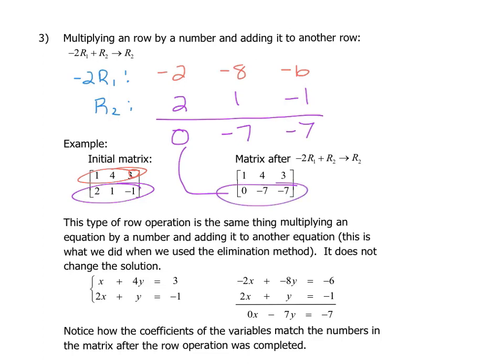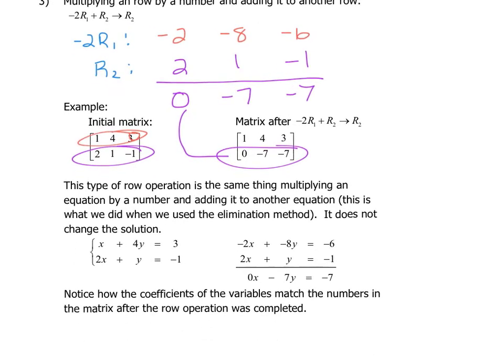Again, this is legal algebraically because this is basically the same thing that we did when we were using the elimination method. If I decided that I wanted to get rid of my x variables, I probably would have multiplied this first equation by -2 and got this equation. I would add it to my second equation, and my result would be this: 0x minus 7y equals -7. Notice that those are the same numbers that I have in my new row 2 of my matrix.